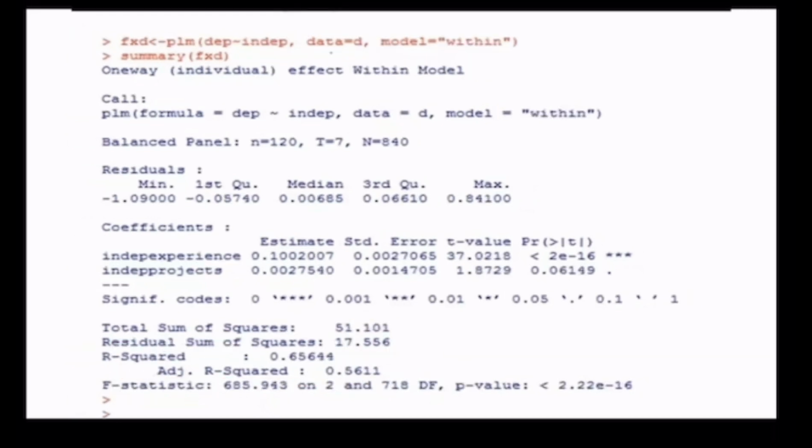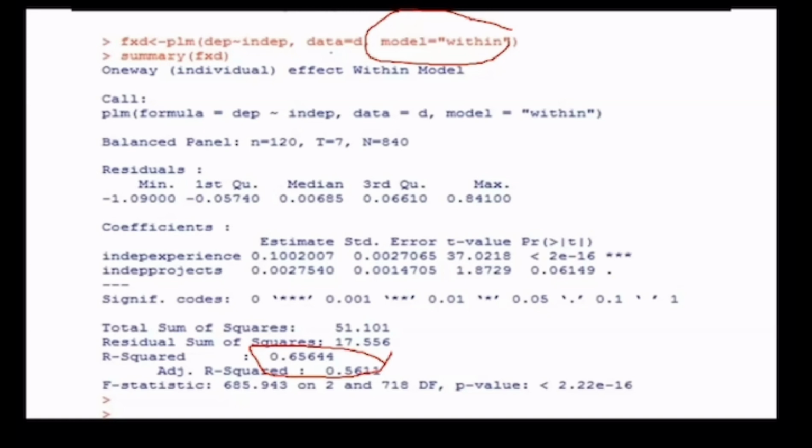Okay, now we move to within. What do we call within? Within is another name for the fixed effect model. Please take note: in the model, you're going to specify within. Oh my God, take a look at that. The R squared is 65%. This is a very good model because the fixed effect model believes that there is a correlation between alpha i and the regressors.